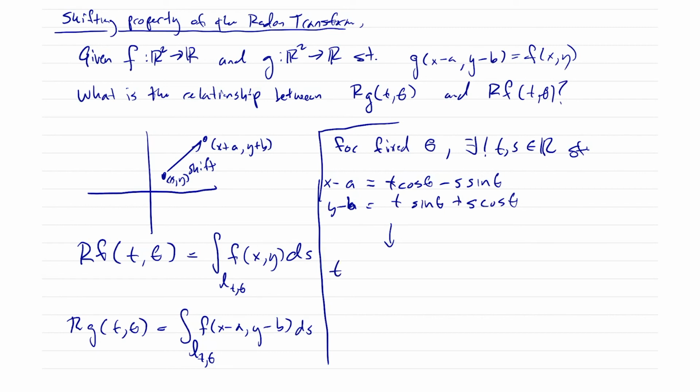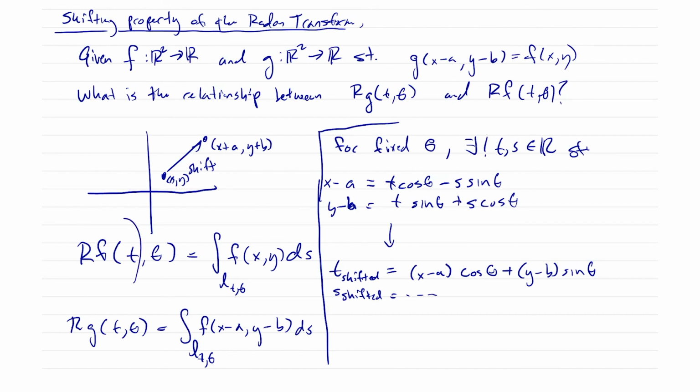We have that t, this is going to be the shifted t, is equal to x minus a times cosine theta plus y minus b sine theta, and then s shifted is something, but it actually doesn't matter. We're going to iterate over all of s, so we'll hit that point eventually.